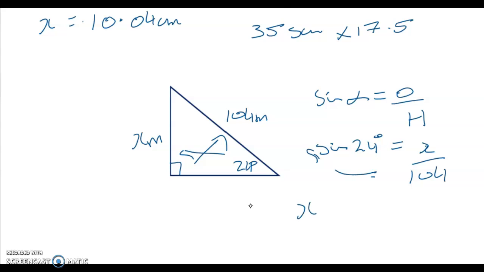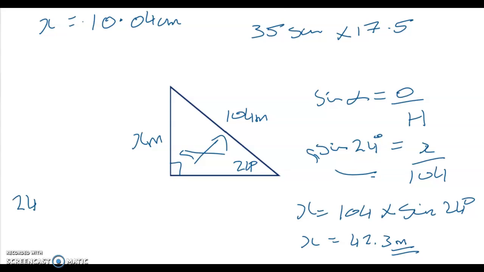So we get x is equal to 104 times sine of 24 degrees. Put that into your calculator. 104 times sine of 24 is equal to 42.3, and its meters is our units. Let's not forget our units. Again, if you're using your phone, you're going to have to do 24, press the sine button, and then times by the length, 104.